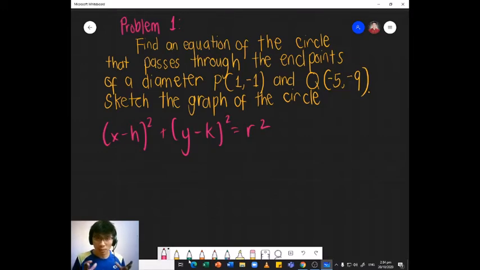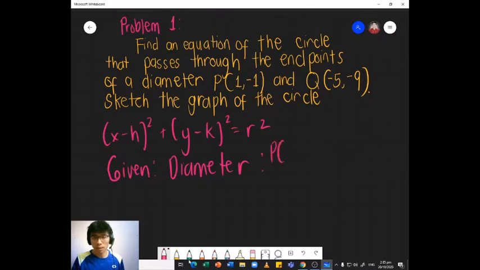Second is we will be graphing the circle. So that is the goal: find the equation and let's try to graph the circle. So how are we going to do that one? Let's try to know the given here. The given in this problem is the diameter, the diameter of the circle itself. In the diameter we have the diameter endpoints. The diameter endpoints here are the point P, that is (1, -1), and Q, that is (-5, -9). So these are the given, ladies and gentlemen.